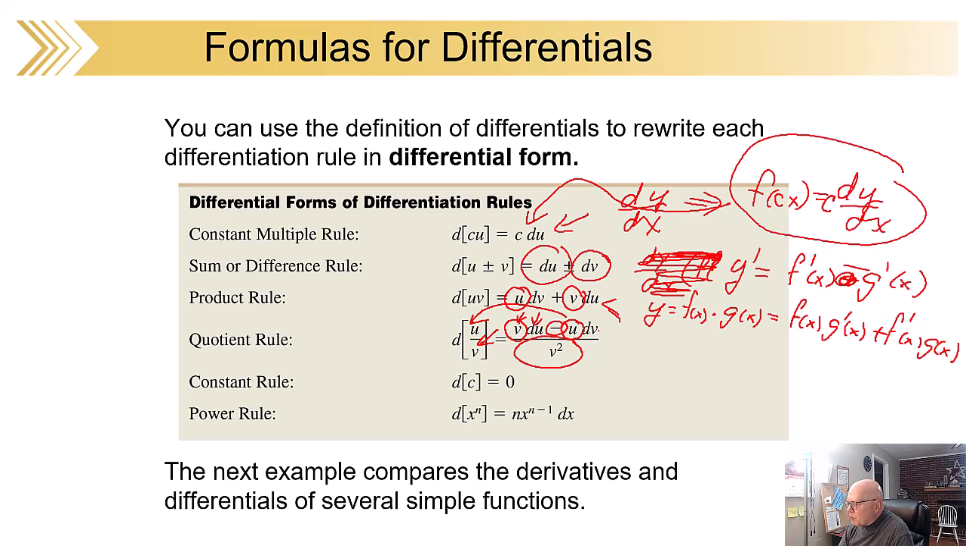The constant rule, same as before. Remember, if y equals 4, y prime is 0. The same thing applies with the differentials. In the power rule, bring that exponent out front and reduce the exponent by 1. Sound familiar? It's really the same, except you take the derivative, multiply both sides by dx or whatever is in the denominator.